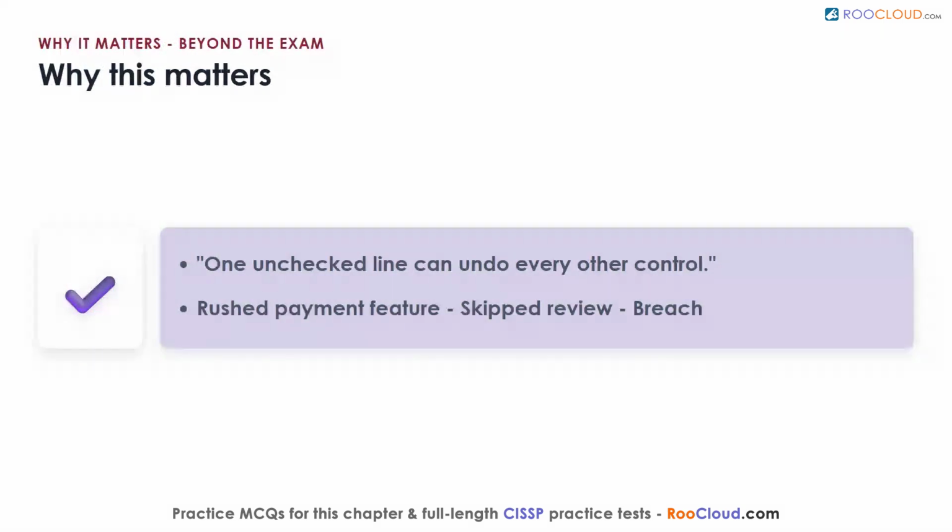Why does this matter beyond the exam? Because a single, unchecked line of code can undo every other control. Picture a fintech startup that ships a payment feature under deadline pressure, skipping review. One overlooked input flaw becomes the breach that makes the news. Testing software is how you stop that story before it starts. On the job, you are often the last set of eyes standing between a developer's shortcut and a production incident.